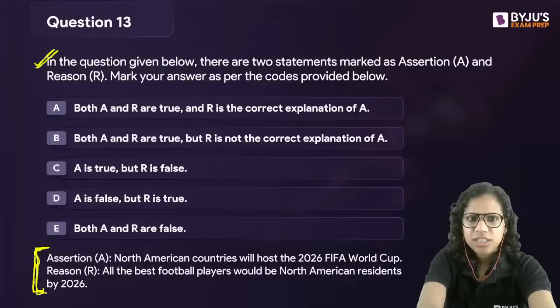Okay, I've got C, E. See, it's also a test of your common sense, okay? So, which North American countries will hold the 2026 FIFA World Cup?